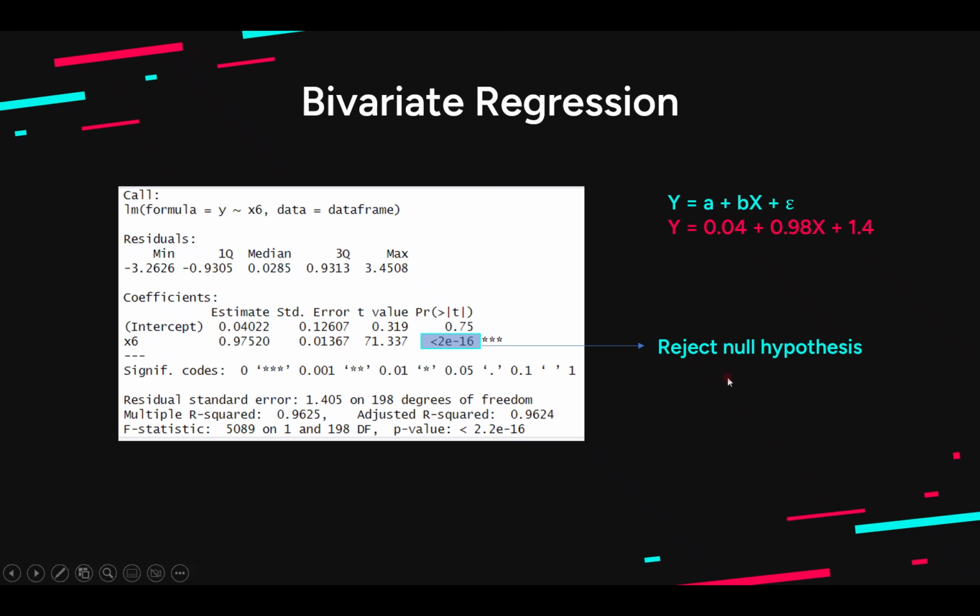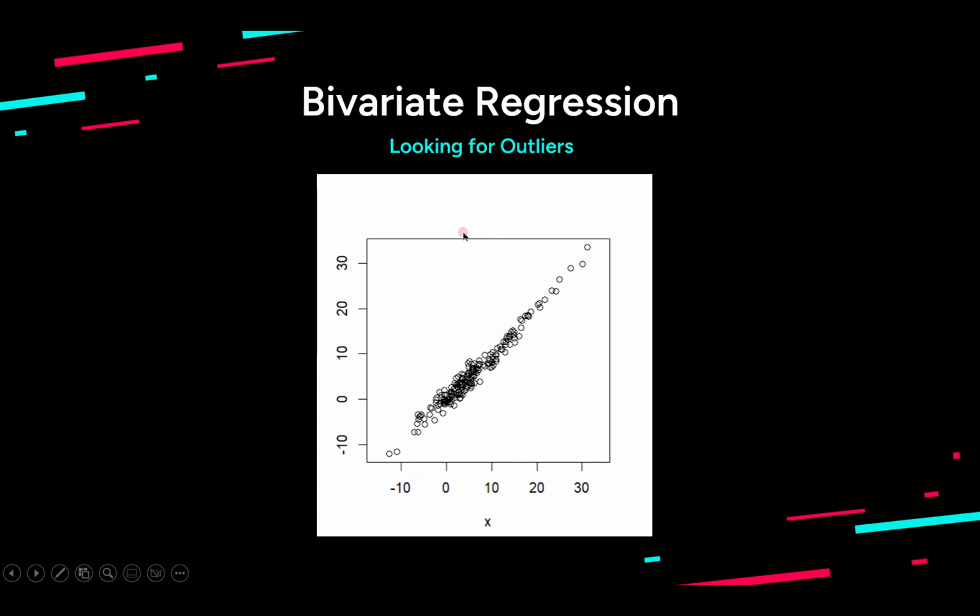To start off, we can look at the bivariate regression. We can see the equation over here that represents it, and we can see over here that we reject the null hypothesis for x6, meaning that x6 does have a significant impact on our dependent variable. Something to note about regression models is that we are looking to assess the influence of these predictors on our outcome variable, and that is the main purpose of them.